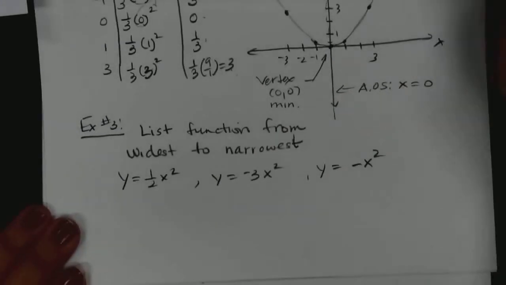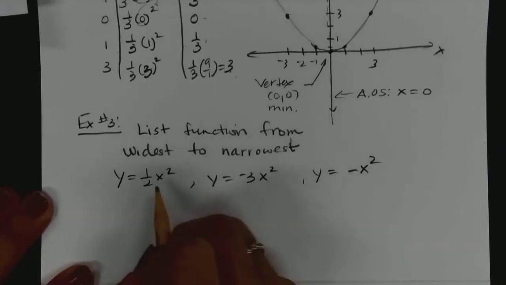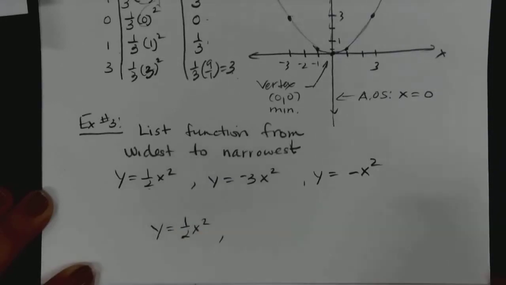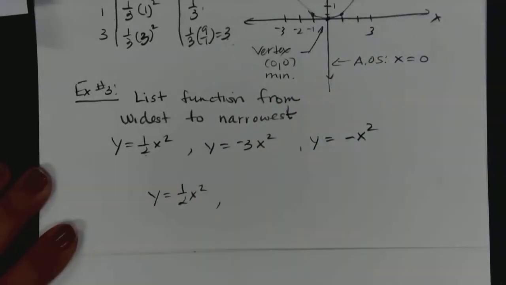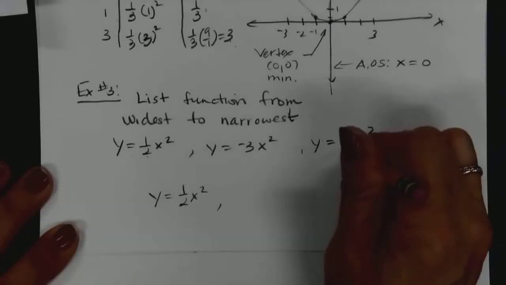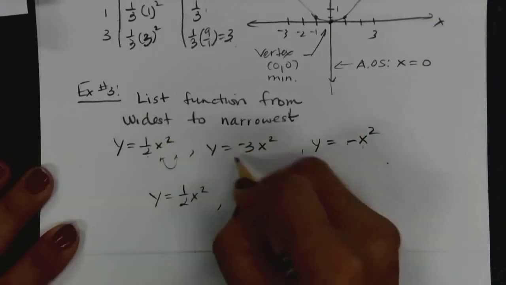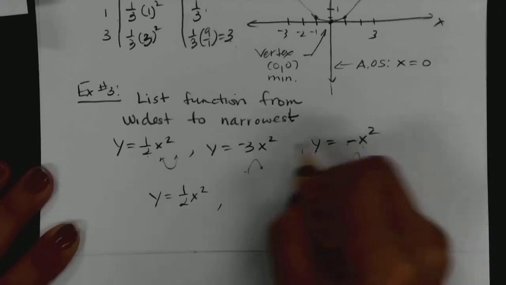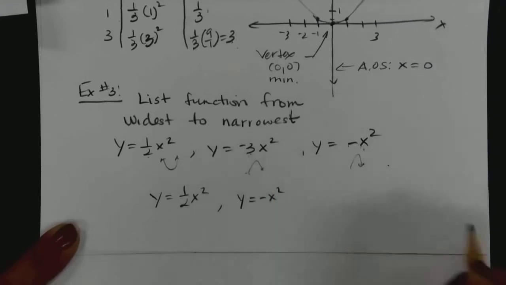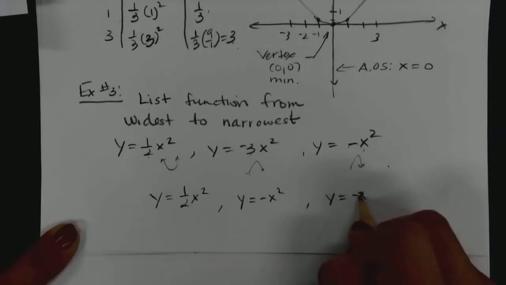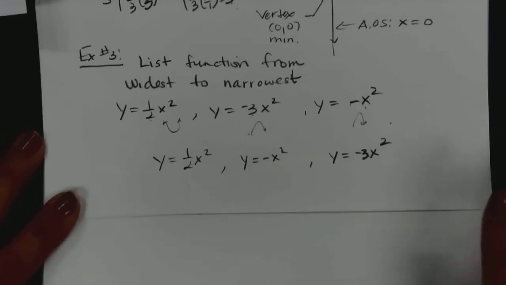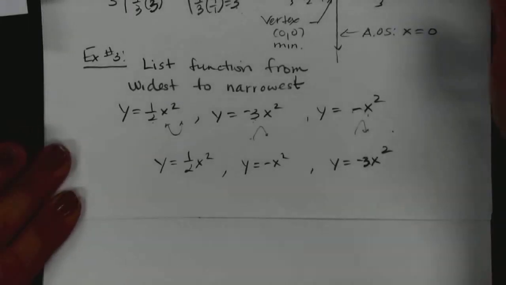Alright, you tell me which one is the widest. 1/2. Remember, small, there's my A. So my widest would be y equals 1/2 x squared. What's next? y equals -x squared. We're not looking at the signs, we're just looking at the numbers. Negative makes it upside down. So this one's upright, this one's upside down, this one's upside down. We're just looking at the numbers. 1 is smaller than 3, so this will be wider, so y equals -x squared. And then y equals -3x squared will be the narrowest. Everybody understand? Okay. Any questions so far?